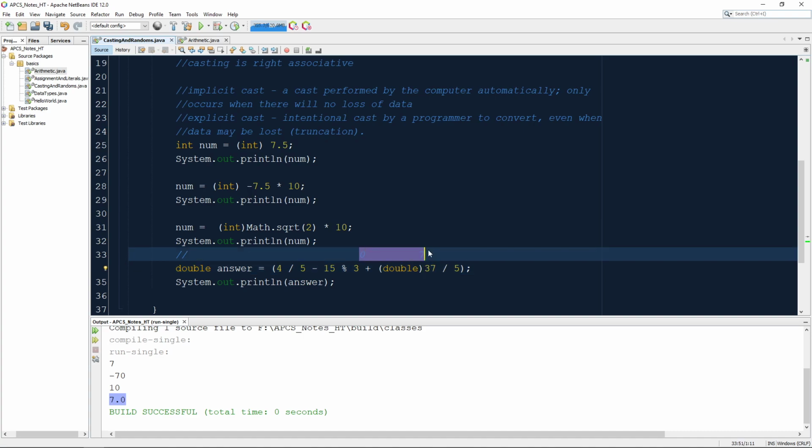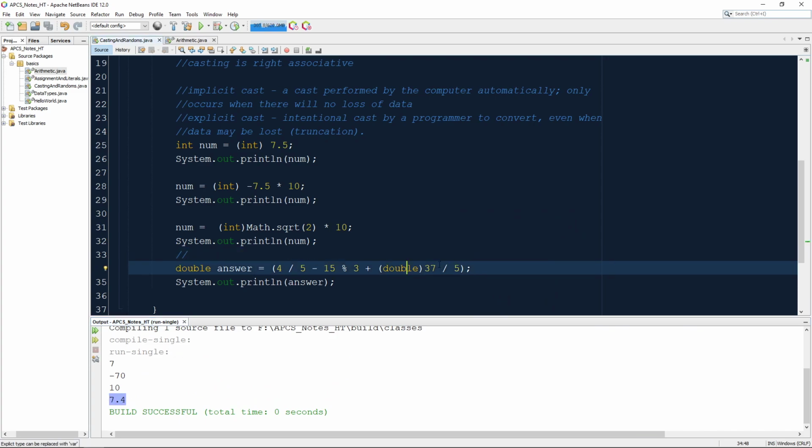Right? And the answer is yes. Because 4 divided by 5 is 0, because both are ints. Modulus is still 0 because 3 goes into 15 evenly. And now it's not 37 as an int divided by 5, it's 37.5. So 5 goes into 37 7 point, and we drop the 2, 7.4, I think. So let's see if it's 7.4. Maybe I'm wrong. There it is, 7.4. Right? Because the cast happens first.